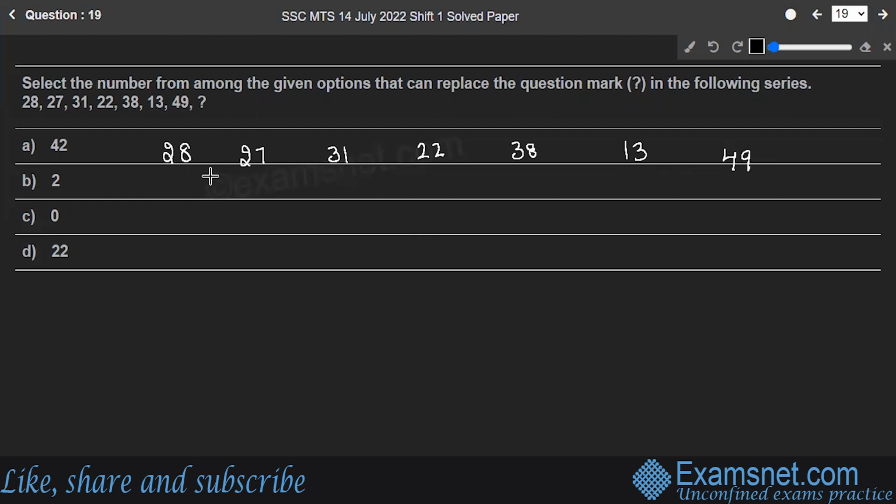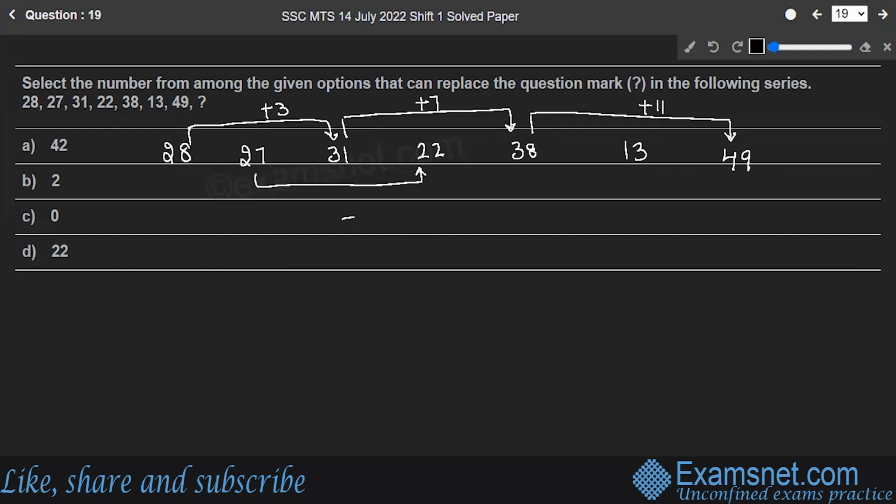Okay, so if I'm looking at this one, 28 to 31, I have to add 3. 31 to 38, plus 7. 38 to 49, I have to add 11 to it. Similarly, moving from 27 to 22, minus 5. Then 22 to 13, minus 9. Then you have to find out what will come next after this, at the question mark.